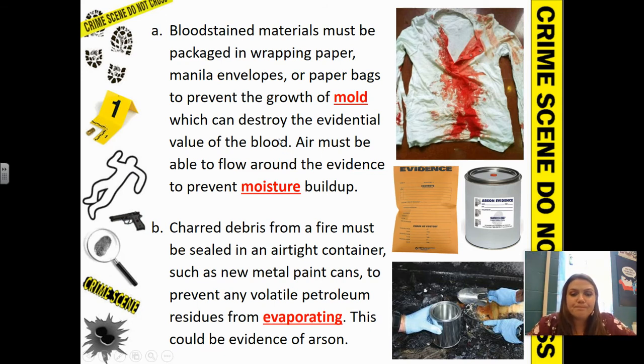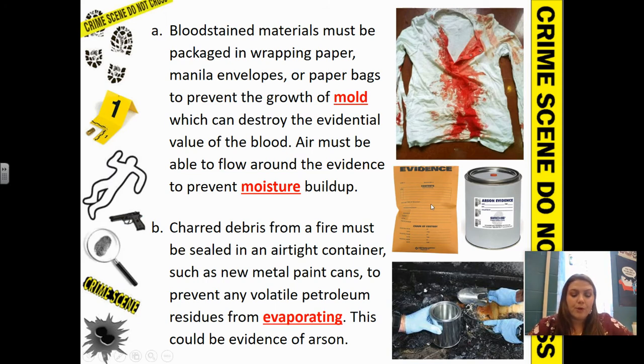So what we need to help this is air must be able to flow around the evidence to prevent moisture buildup which grows mold. So paper is porous, little bits of air flow get through paper. Whereas if I put it in a sealed container like this, or in a Ziploc bag that's made of plastic, much less air gets in there. So you're going to have moisture buildup from these fluids, and it's going to create mold and destroy your evidence. So any kind of bloodstained material and other body fluid material has to be packaged in paper packaging.